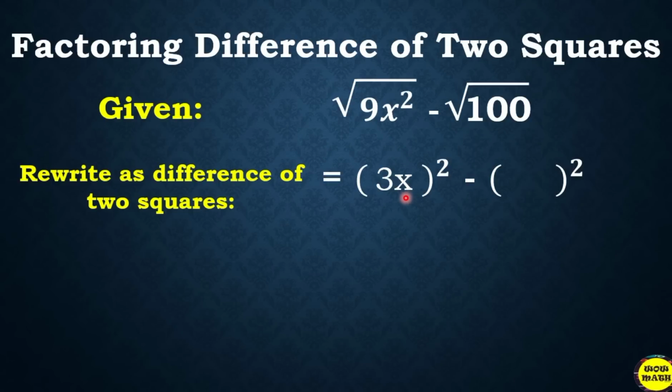Kaya x 'to. Okay? So, kunin natin yung square root ni 9, that is 3. Kunin natin yung square root ni x squared, that is x. Okay. And then, sa 100, what is the square root of 100? That is 10.